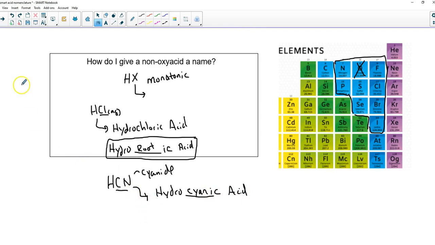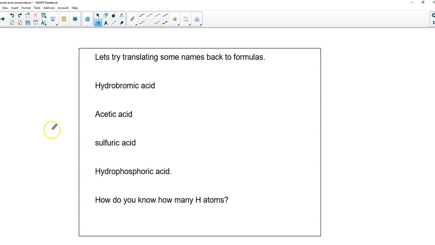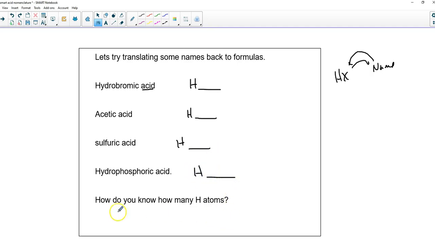All right, so let's just practice a little bit. I can go from formula to a name, but I also want to go from a name back to a formula. Here's a couple of examples. One thing to be aware of: you recognize this as an acid because it has acid in the name. I'm going to start with my main template. All of these are going to start with an H out front. I have four different versions here to practice.